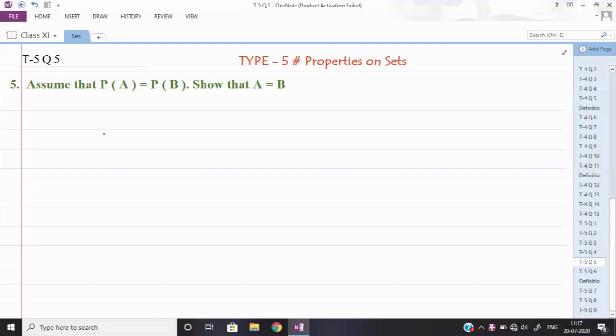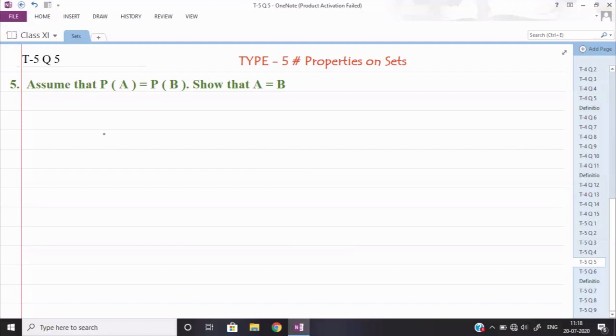Now, when we solve these questions, they do not have numerical values. With the help of facts and definitions, we have to solve them. As you can see in question number 5, they are saying assume that the power set of A is equal to the power set of B. Then we have to show that A is equal to B. Here we shall implement some definitions and rules and then achieve the required result.